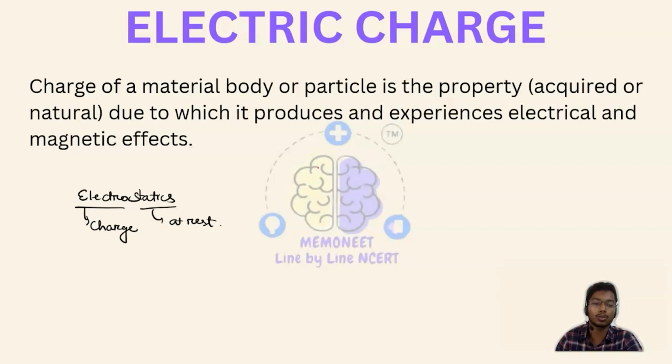Charge we cannot define, because it is a fundamental quantity. What we can say is the property of the charge. The charge of a material body or particle is the property, acquired or natural, due to which it produces and experiences electrical and magnetic effects. Charge is the body which experiences electric and magnetic effects when placed in those fields.